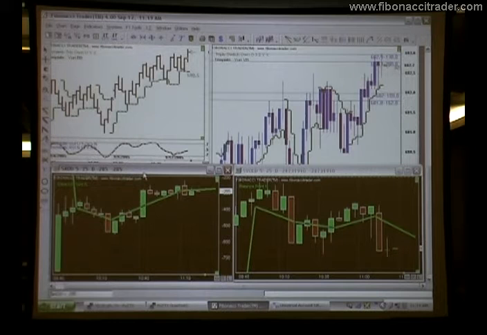So the first thing that they all look at is ADD. What is ADD? Well, that is simply advancing issues minus declining issues. That's all it is, and it's a cumulative index. In other words, there's no relationship to yesterday. Every day starts out at 0, and it just is a cumulative. So what can we gather by looking at this?